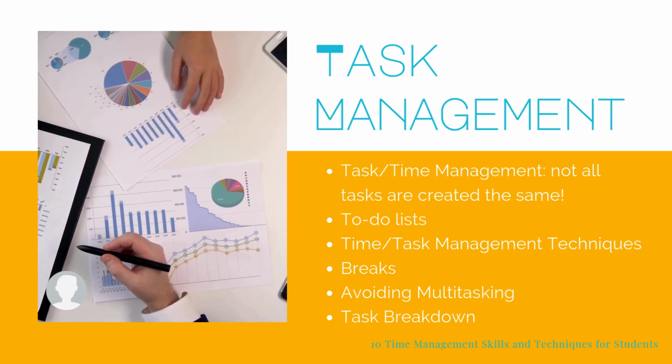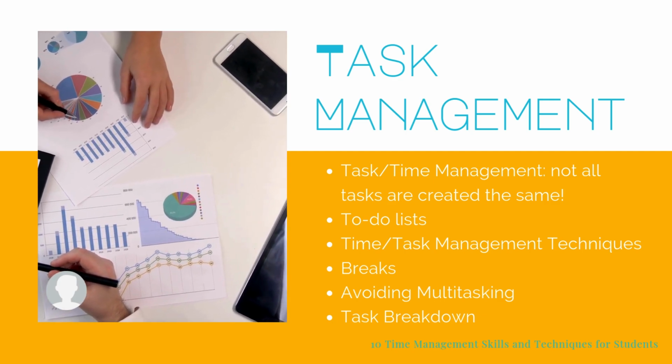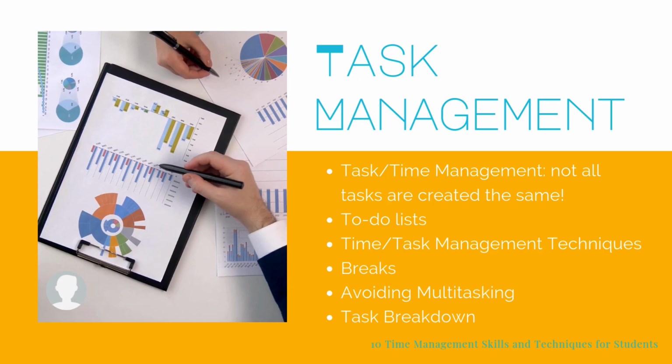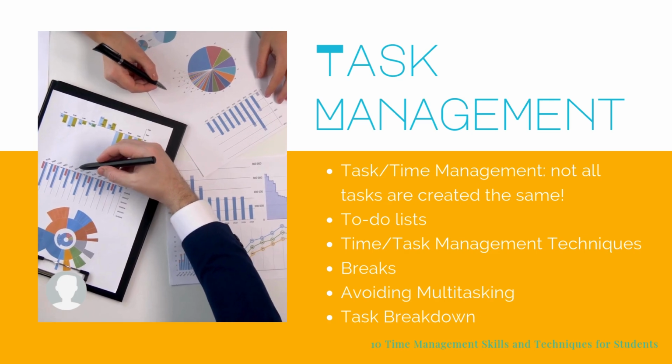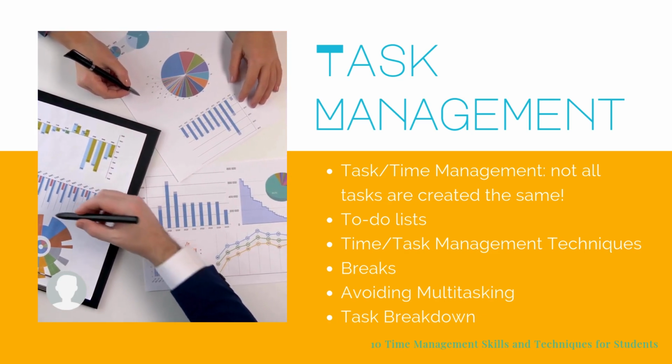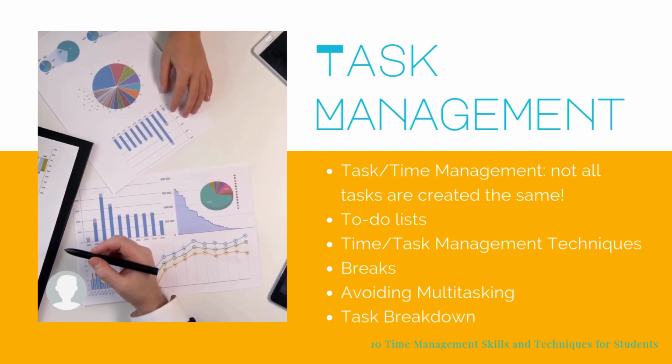One of the best ways to do this is to make a to-do list and just write down every single thing that you need to do. Once you have done what's called a brain dump and written down everything that you need to make sure that you complete, start organizing them by priority and by length of time it takes to complete them.